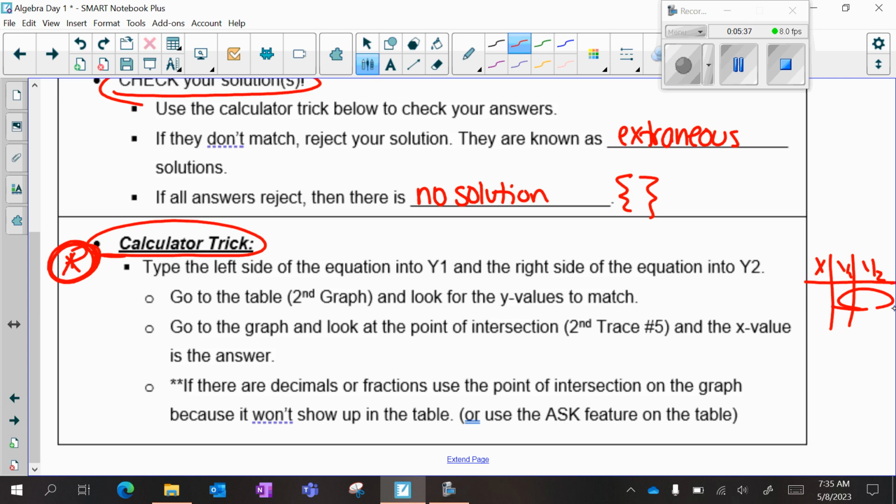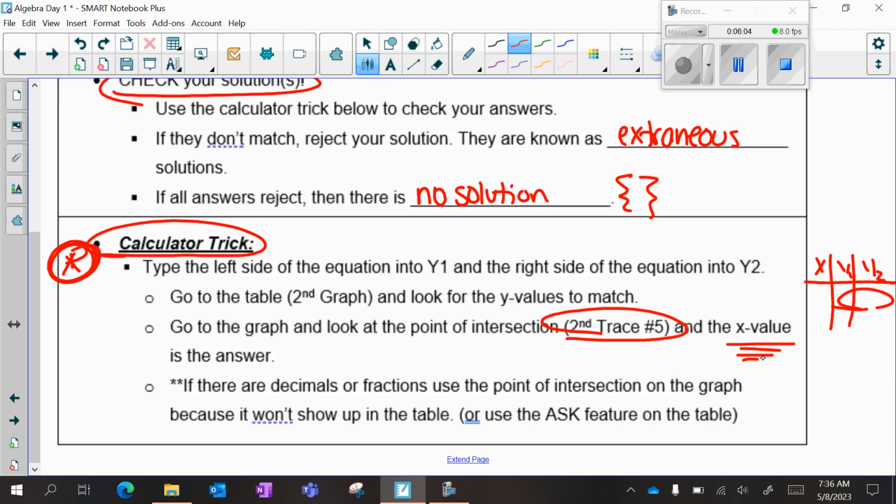If you don't have a multiple choice, or if it's decimals, you're going to have to use the point of intersection by hitting second trace on the graph. So remember, we always hit zoom 6 first. Then if we need to adjust our window or zoom fit in order to find those points of intersection. Second trace 5, and we're looking for the X value only.